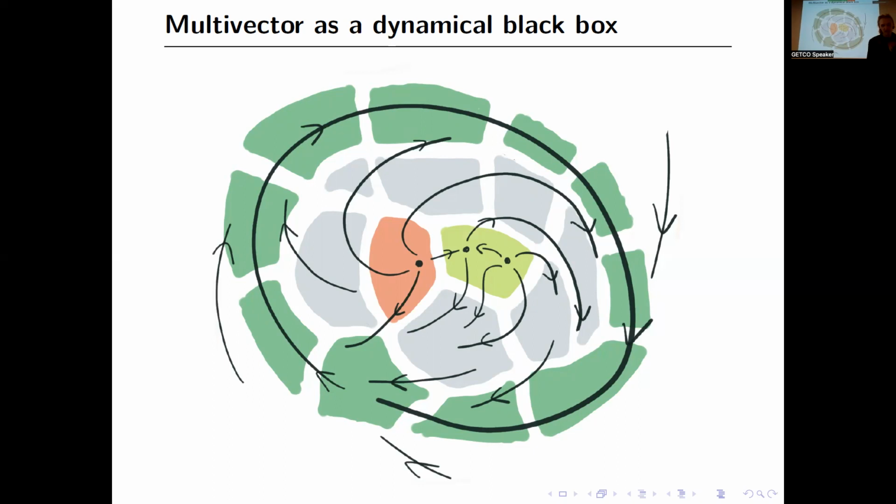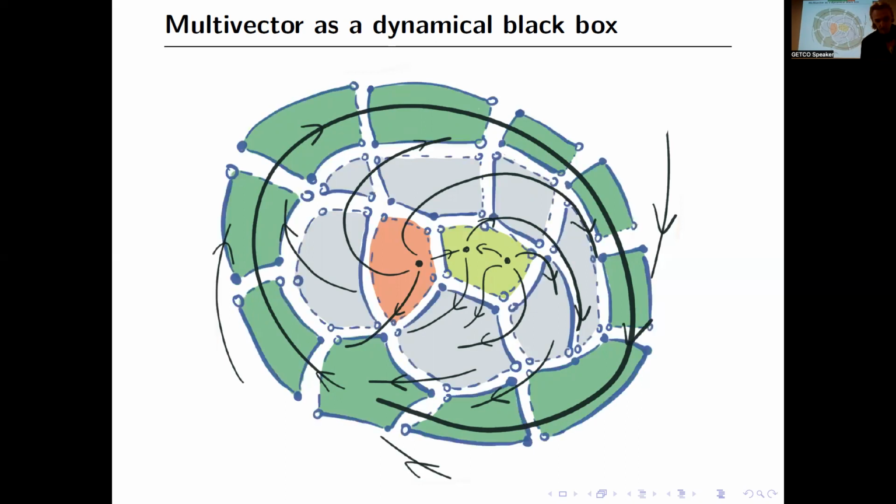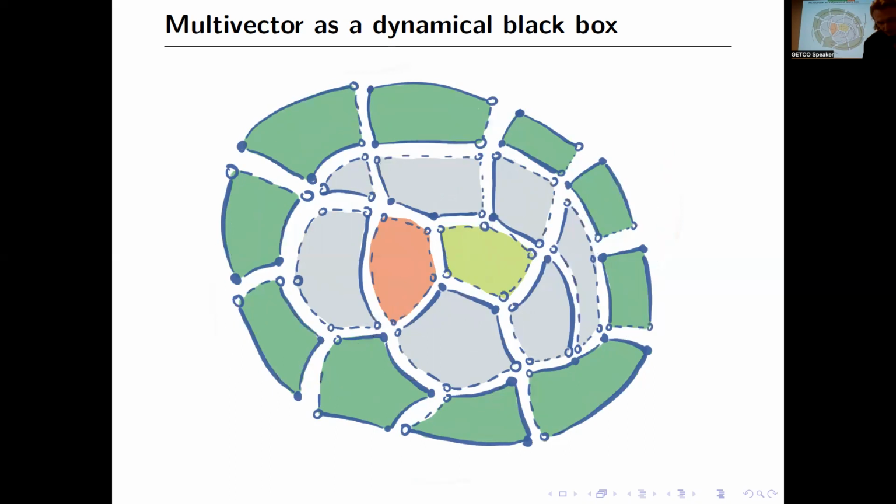So you can think of multivector fields as a partition of your phase space into kind of dynamical black boxes, and those dynamical black boxes are of the specific form, namely they are locally closed, which in other words means that a locally closed set is a set such that only a closed part of the boundary is missing.